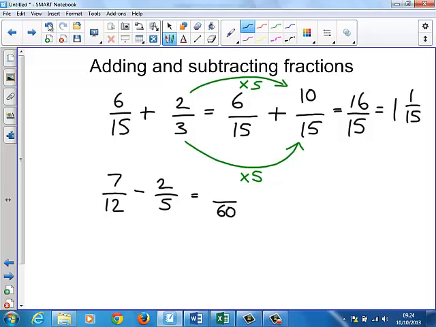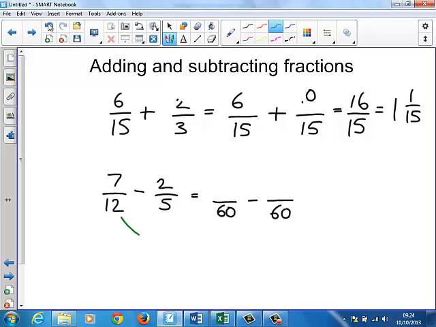So we can write both of those fractions as something over 60. We say, okay, what do we multiply 12 by to get to 60? And the answer is 5. So we do exactly the same to the numerator. 7 multiplied by 5 gives us 35.